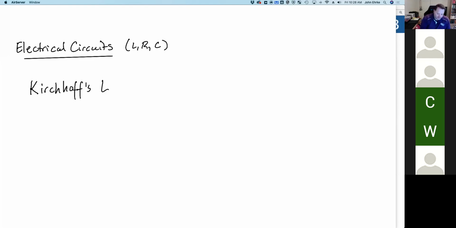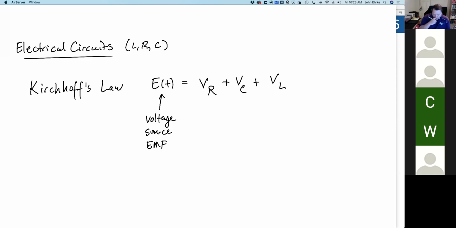But Kirchhoff's law states that if you apply a voltage source to a circuit, or we sometimes call it an EMF, electromotive force, basically it's the thing that's going to push electrons through your circuit. Whatever the voltage source is, it has to be equal to the voltage drops across each of the components of your circuit. The kinds of circuits that we're going to be dealing with today are what are known as LRC circuits.